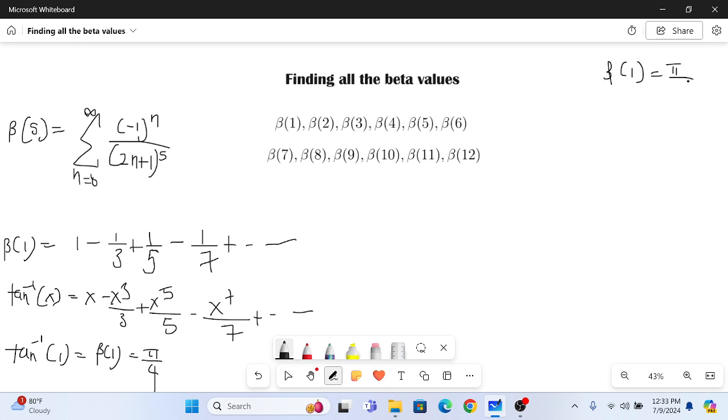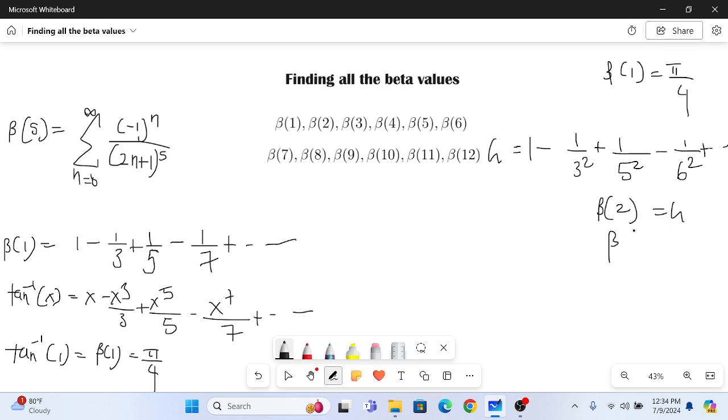Now we also know beta of 2 is 1 minus 1/3 squared plus 1/5 squared minus 1/7 squared. Though we will find out its value, it doesn't come out in terms of elementary functions. That's why we named its value Catalan's constant. We call this Catalan's constant. So we see that beta of 2 is Catalan's constant.